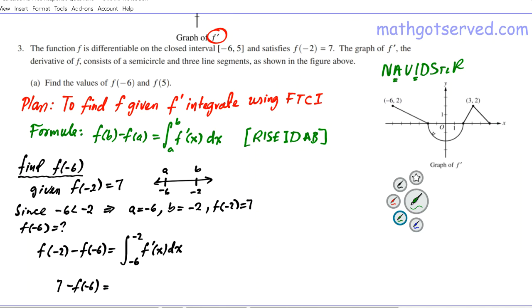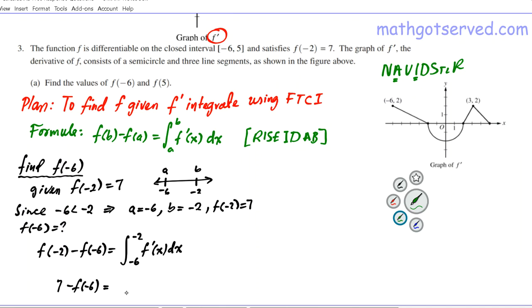Okay, so in this graphical representation, the integral from negative 6 to negative 2 of f prime is the same thing as the area between the graph and the x-axis from negative 6 to negative 2. Also pay attention to where your area is located. If it's underneath the x-axis, your area will be negative, so that's important.